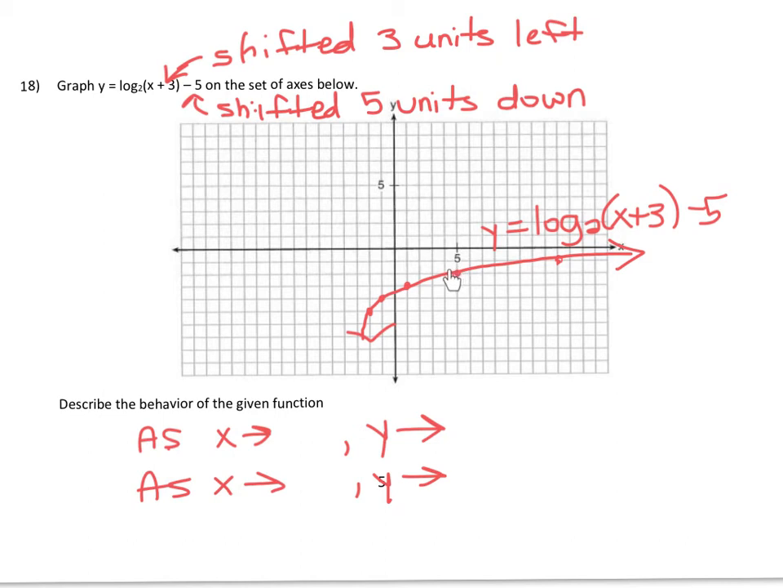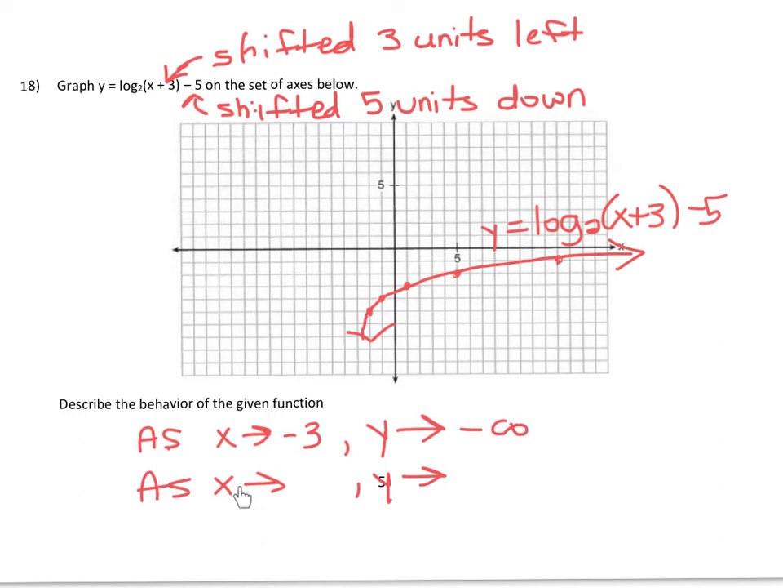So as we're going to the left, the x values are going to get closer and closer to -3, right? They're never going to reach -3, and they're never going to cross it. So as x approaches -3, we can see our y values are going to go lower and lower and lower. So y is going to approach -infinity.